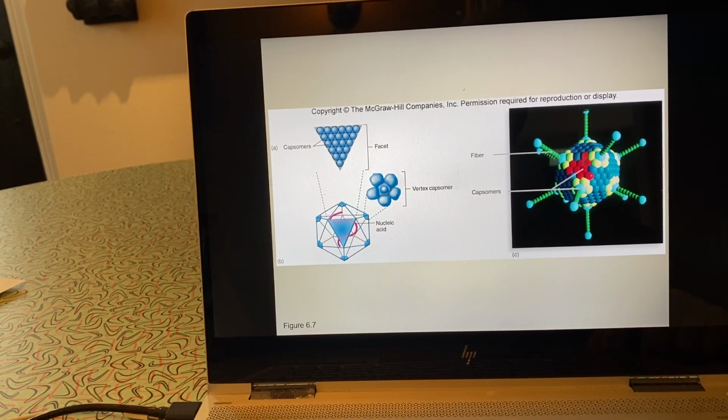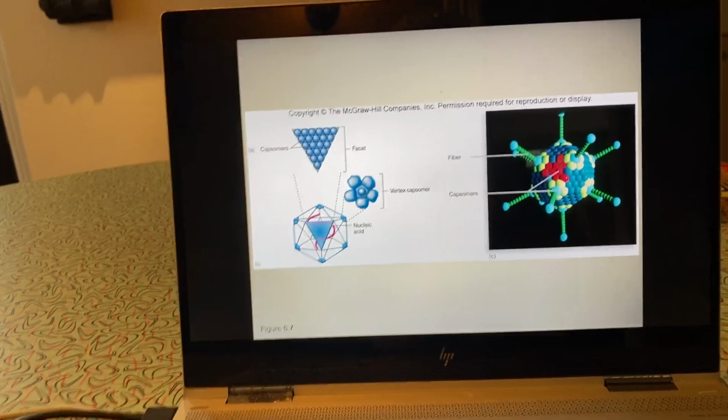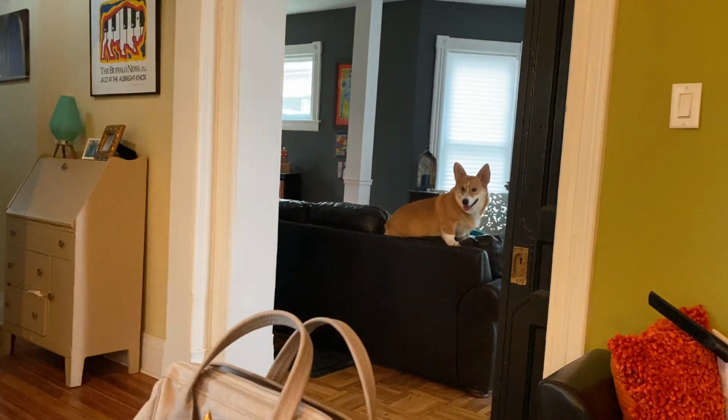Okay, this is our little buddy adenovirus. So adenovirus causes upper respiratory infections, and a lot of you, I'm sure you've experienced this. So just want to show you, have a little moral support over there. Hey Gert, how's it going?